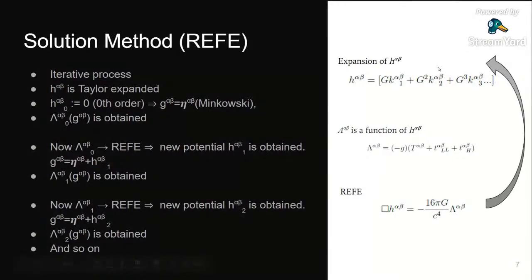So we see that this is an iterative process. With each successive iteration, all we do is include one new term to h alpha beta, and we keep deriving. Now this process looks easy, but it gets a little tricky later on. We'll see that later.